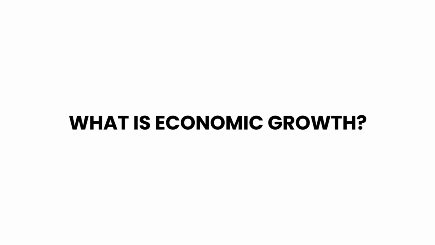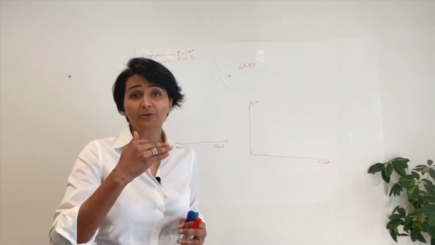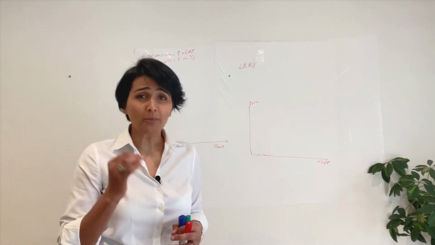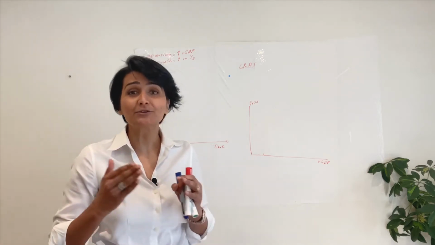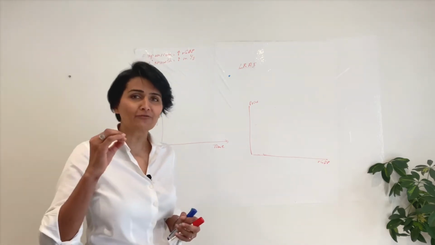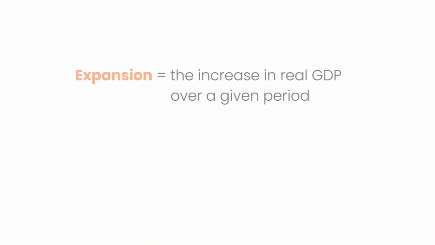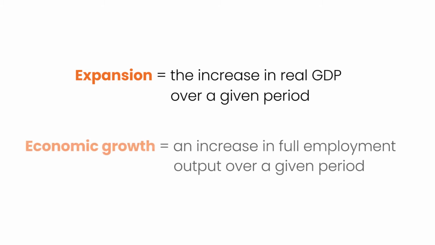Now, when people generally talk about economic growth, they are referring to expansion in the economy. They're talking about the positive output gap. But economic growth really happens when there is an increase in full employment output over a period. So just for the sake of understanding and clarity, I have written the definition here. Expansion is the increase in real GDP over a period of an economy. And economic growth really happens when there is an increase in the full employment output over a period.